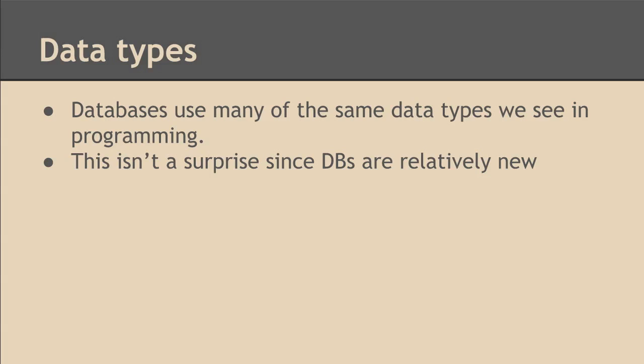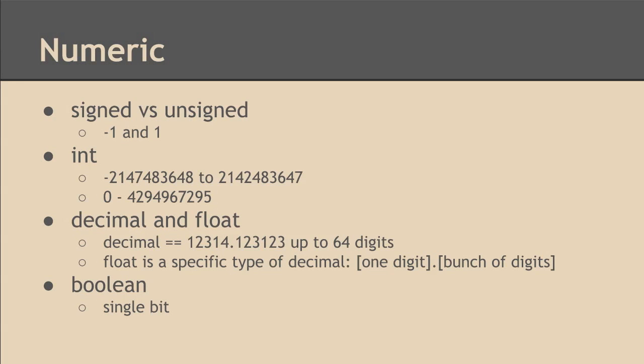It's not really a surprise that databases use many of the same data types since people were programming long before there were databases. So there are a bunch of numeric types, and one thing we didn't talk about last week are signed numbers versus unsigned numbers. At its most basic, that essentially means, do you allow negatives or not? An unsigned value goes from zero and up. In a signed number, you can go into negatives. So, you know, negative something to negative something.